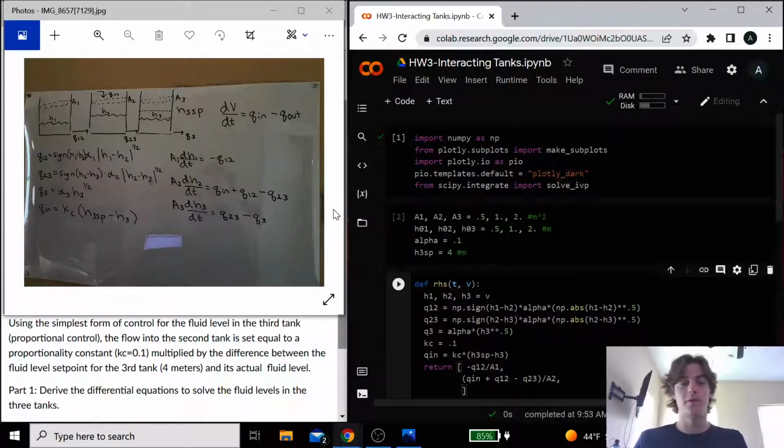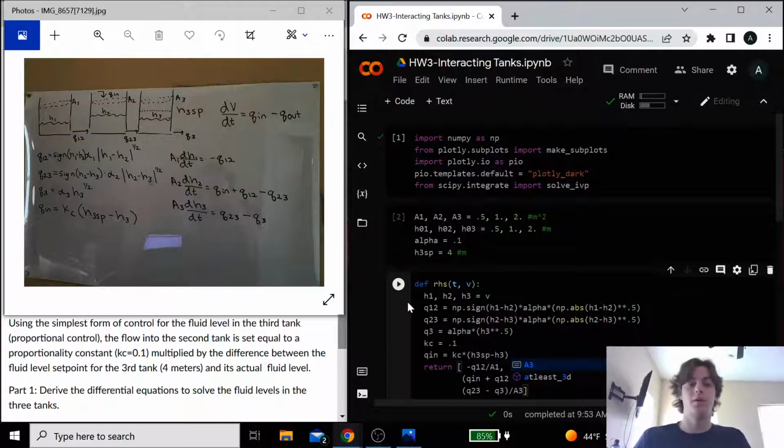And then for our third equation, we will have the flow rate into tank 3, so Q23, minus the flow rate out of tank 3, which is Q3, and this will be divided by the cross-sectional area of tank 3.